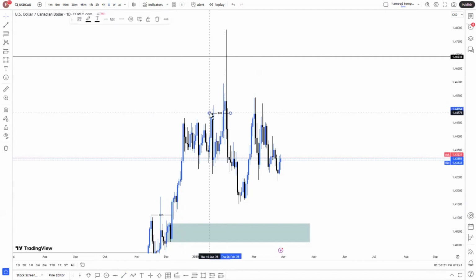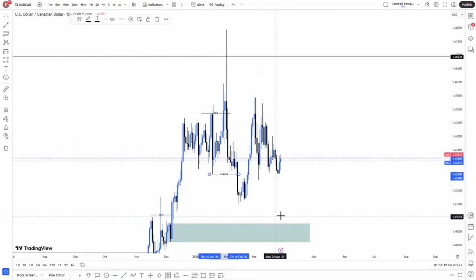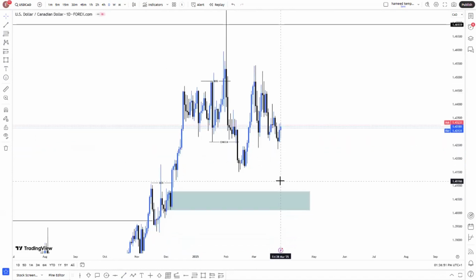Let me see. This cover. So this is the last break of structure, which means since we have this last break of structure, this is now our change of character. So we are having a change of character here. Change of character simply means market is now shifting from bullish trend to bearish trend, anyone you want to call it.